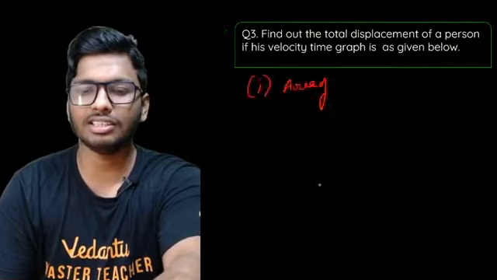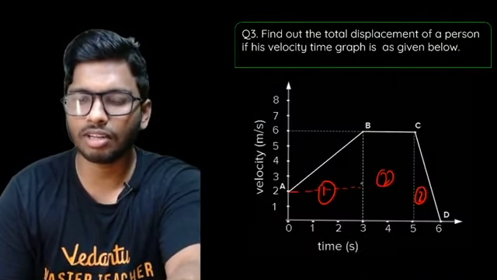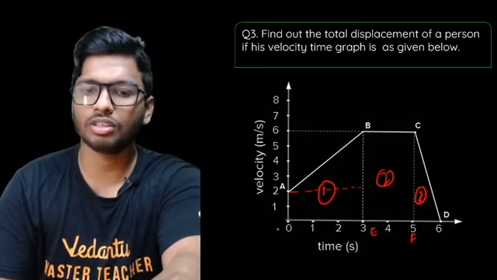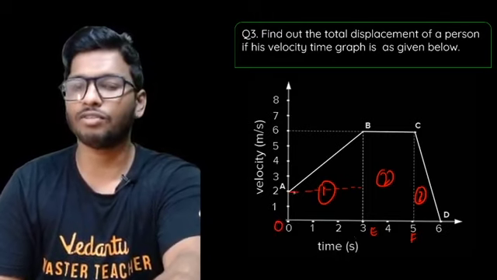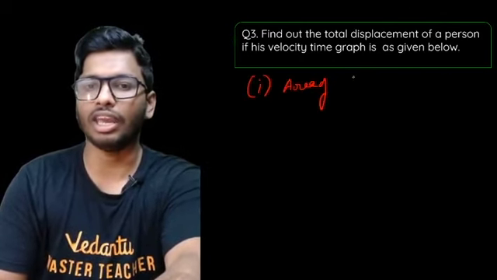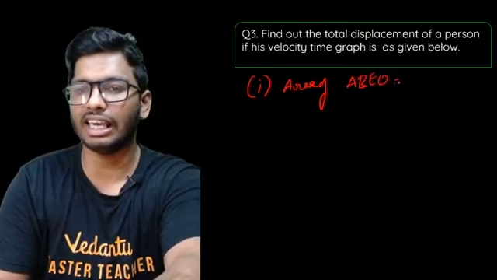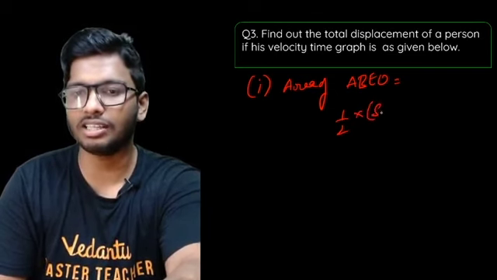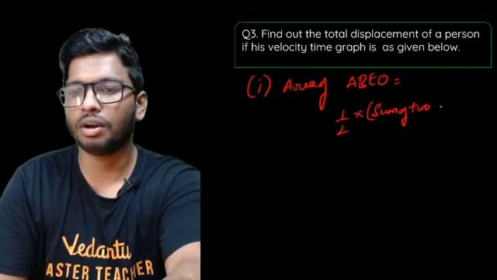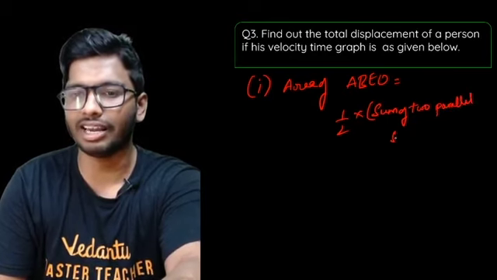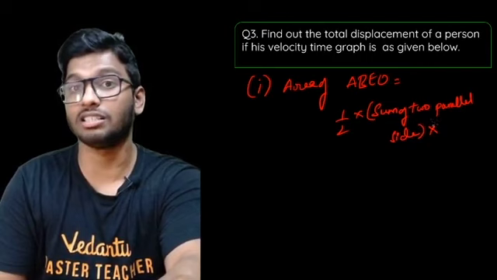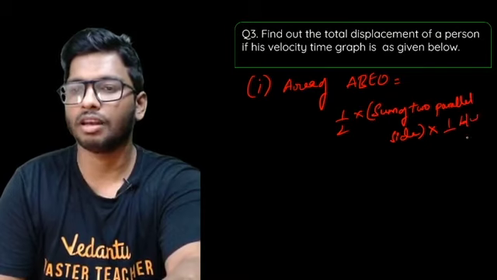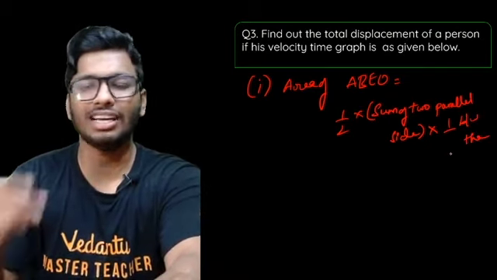In this case, let me just name this as E, and I'll name this as F. All right, and I'll just name this as O itself. So if I have to find out the area of ABEO, the area of trapezium formula is basically half into the sum of the two parallel sides into the perpendicular distance between them. So that is the formula.